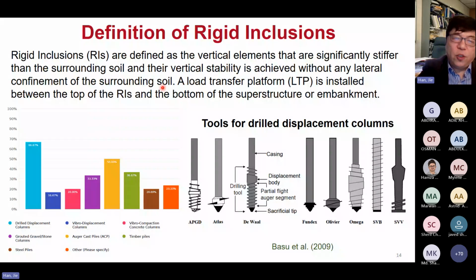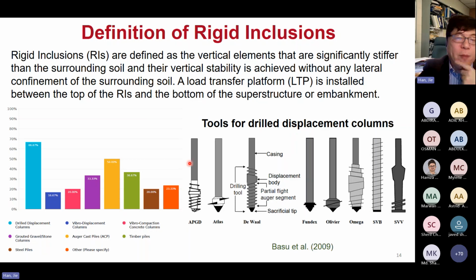But as I mentioned earlier, for stone columns, in order for a stone column to carry load, you have to rely on the lateral confinement. Okay, so a stone column is not a rigid inclusion, in my opinion. I know some literature refers to stone columns as rigid inclusions as well. A load transfer platform is installed between the top of the rigid inclusions and the bottom of the superstructure or embankment.